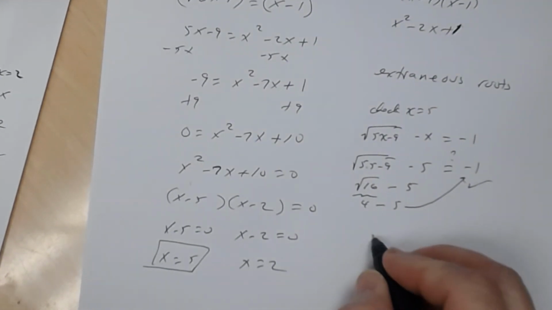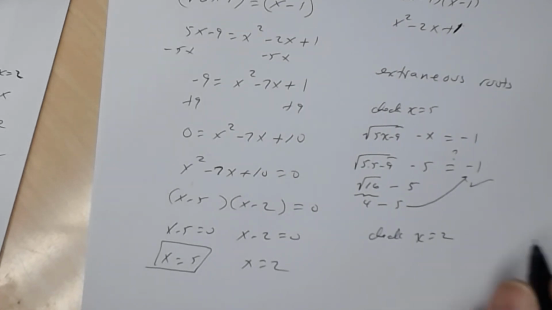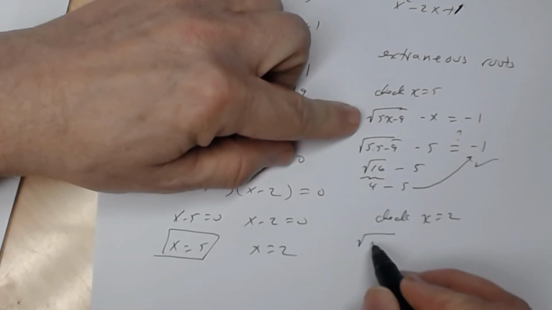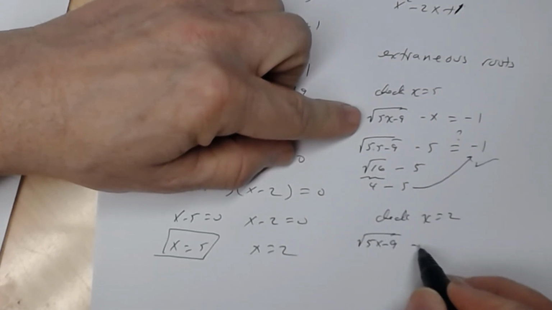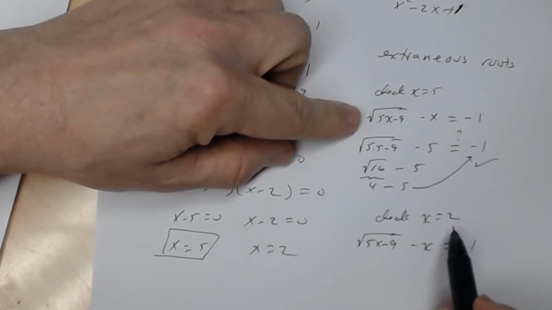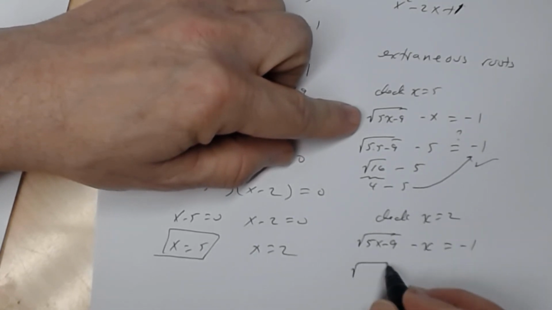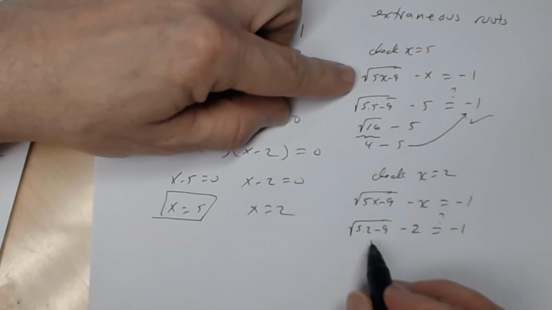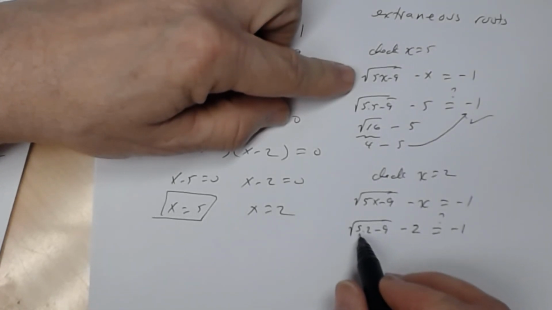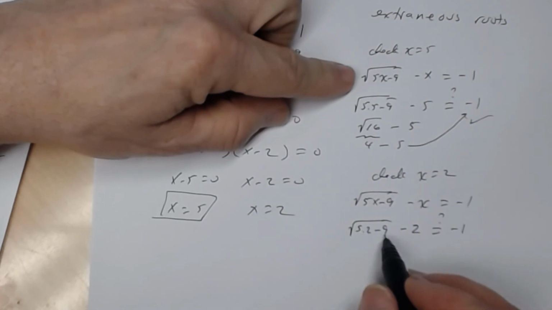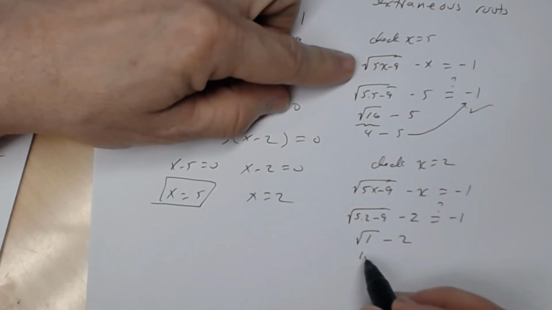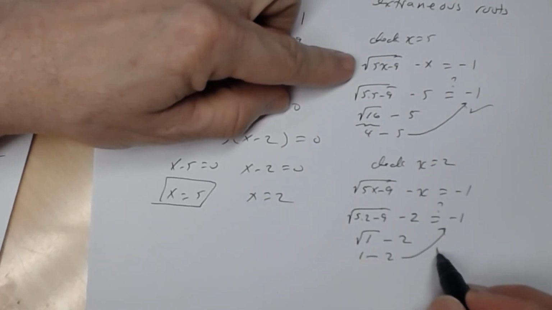Now let's check x equal 2. All right, so I'll go back again to the original equation, which was the square root of 5x minus 9 minus x equal negative 1. Where we see the variable x, I substitute 2. So I get the square root of 5 times 2 minus 9 minus 2. And I want to see if that's going to equal negative 1. Well, 5 times 2 is 10. And 10 minus 9 is 1. And so I get the square root of 1 minus 2. The square root of 1 is 1. 1 minus 2 is indeed equal to a negative 1.